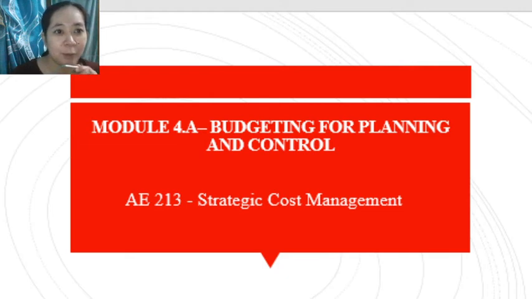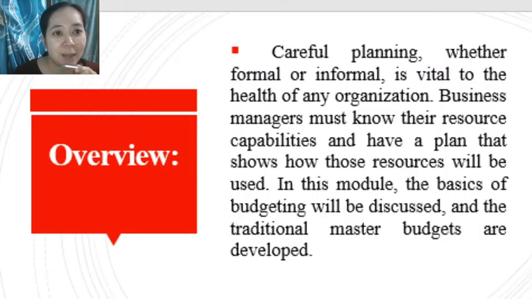For our module 4.A, this is entitled Budgeting for Planning and Control. Before we start, let us have a short overview about the contents of this module. Careful planning, whether formal or informal, is vital to the health of any organization. Business managers must know their resource capabilities and have a plan that shows how those resources will be used. Therefore, in this module, the basics of budgeting will be discussed and the traditional master budgets are developed.